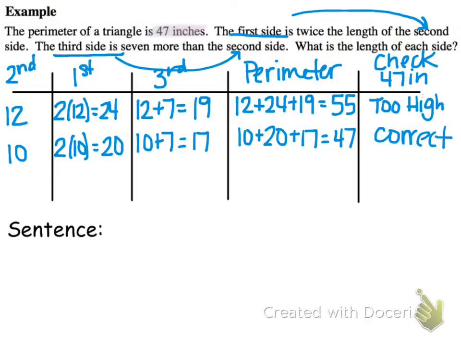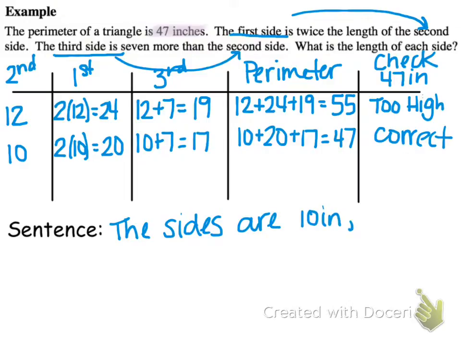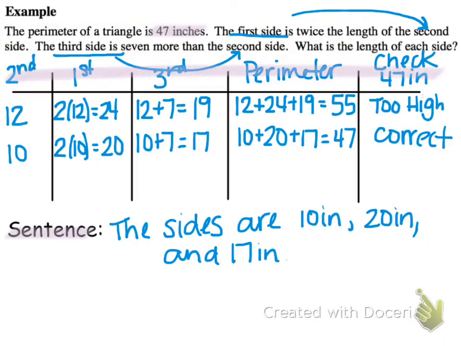Now remember, we like to write our answer in a complete sentence, so we'll go ahead and write out the sentence. Now the question was, what is the length of each side? So we can say the sides are 10 inches, 20 inches, and 17 inches. So once again, taking a look, we had columns labeled, we answered in a complete sentence, so our guess and check table is complete.